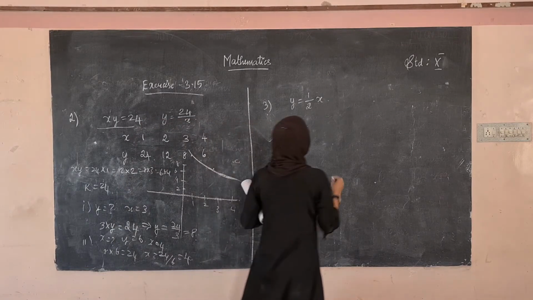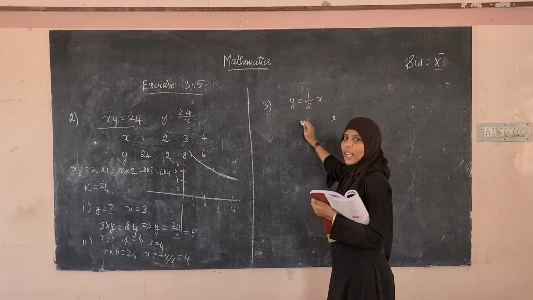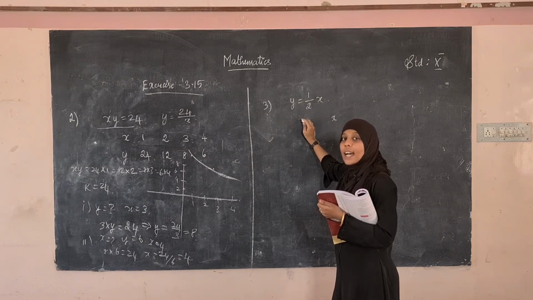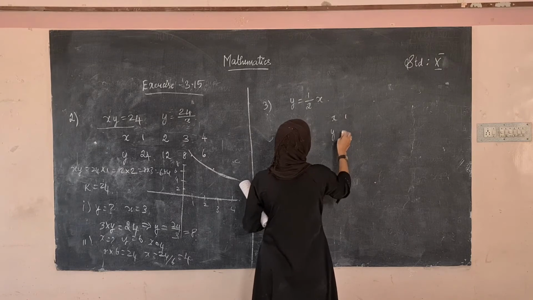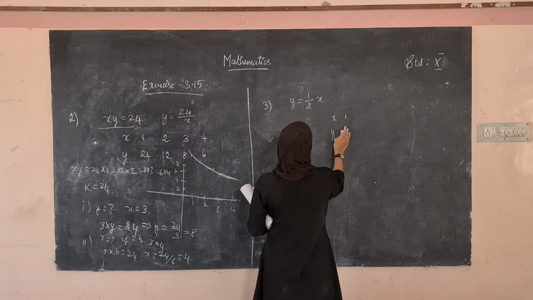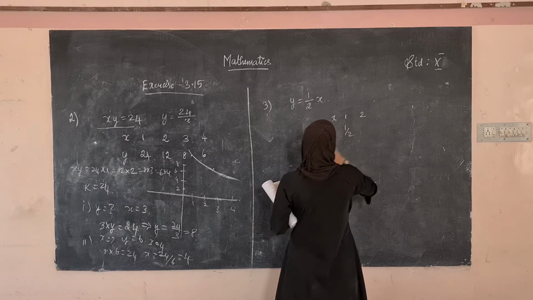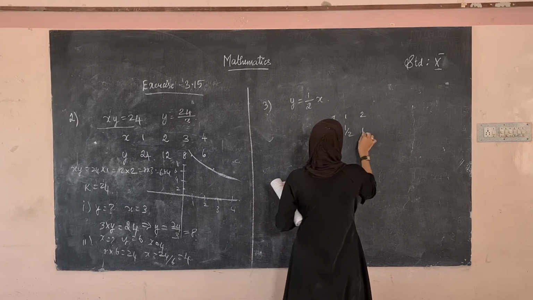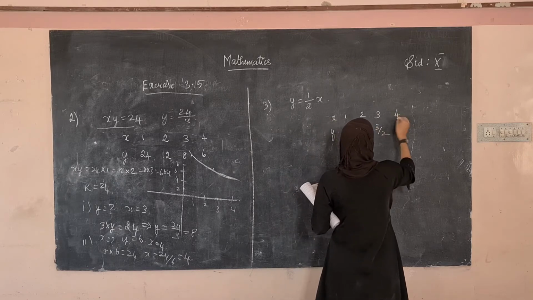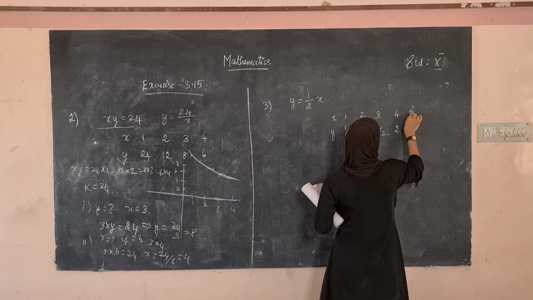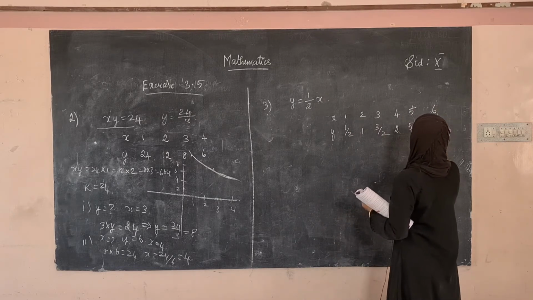First let us draw the graph. See here, this is in the format of y is equal to k into x. So this is the direct variation. Now shall we draw the diagram? First we form the table. When x is equal to 1, y's value is 1 by 2. When x is equal to 2, y's value is 1. When x is equal to 3, y's value is 3 by 2. When x is equal to 4, it is 2. And x is equal to 5, 5 by 2. x is equal to 6, it is 3.